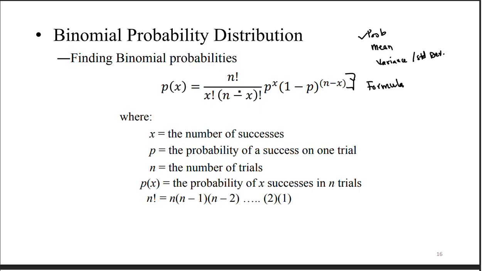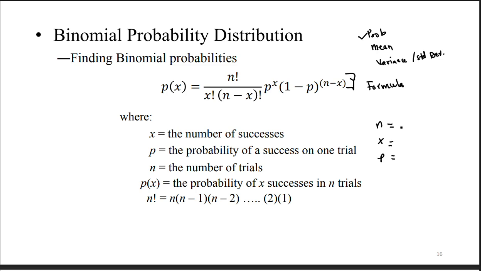The formula says take your number of trials, factorial, divided by the number of successes x factorial, times (n minus x) factorial, times the probability of success in just one trial to the power of x, times 1 minus the probability of success for one trial to the power of n minus x. I'm pretty sure you are a little confused here. What is n? What is x? What is p?